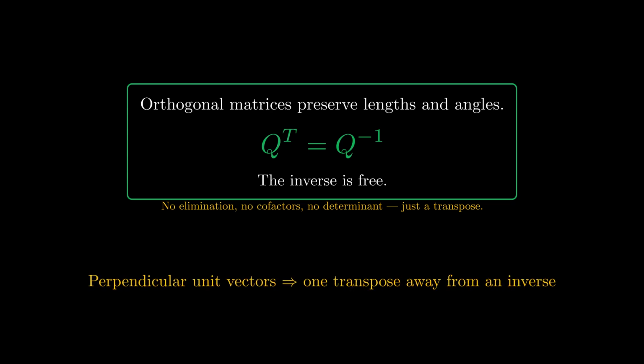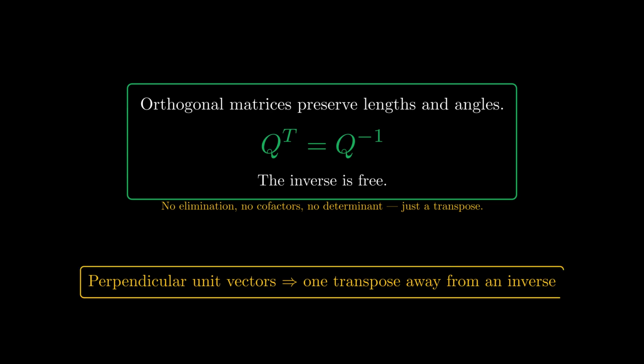Here is the core principle to remember. Whenever you find perpendicular unit vectors, stack them as columns. You are one transpose away from an inverse.